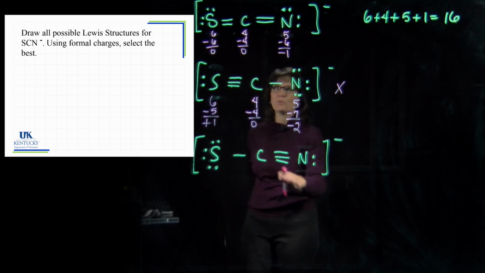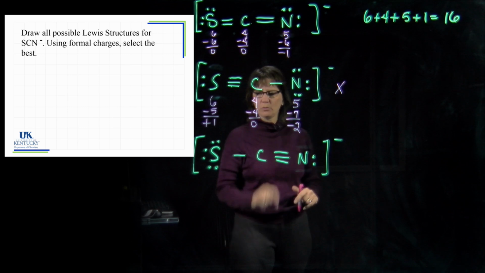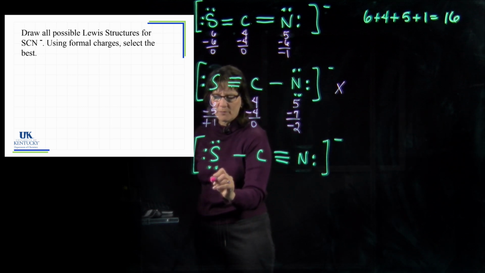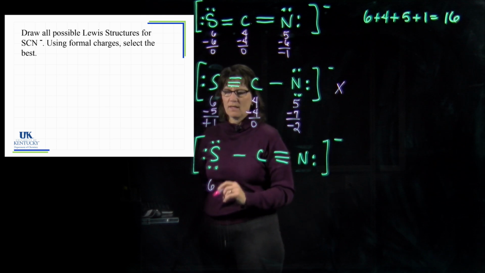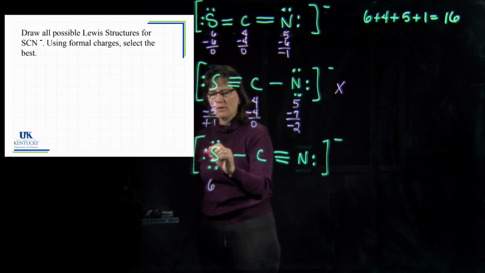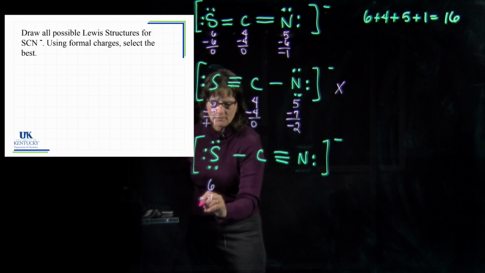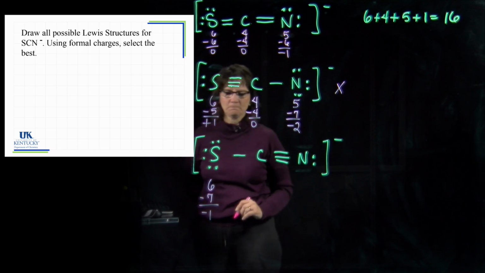So I could probably eliminate this guy. And then I come to this one. I don't know that this one is any better than this one. So now we'll do our formal charges again. Sulfur off the periodic table has 6. We subtract 1, 2, 3, 4, 5, 6, and 1 per bond, I subtract 7. So I have a -1 here.